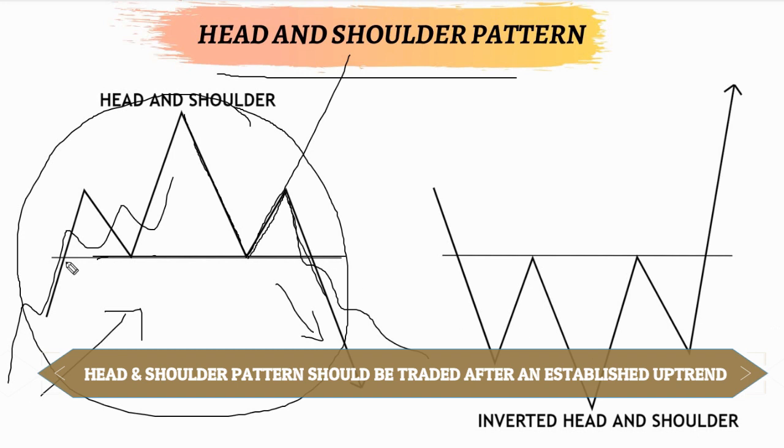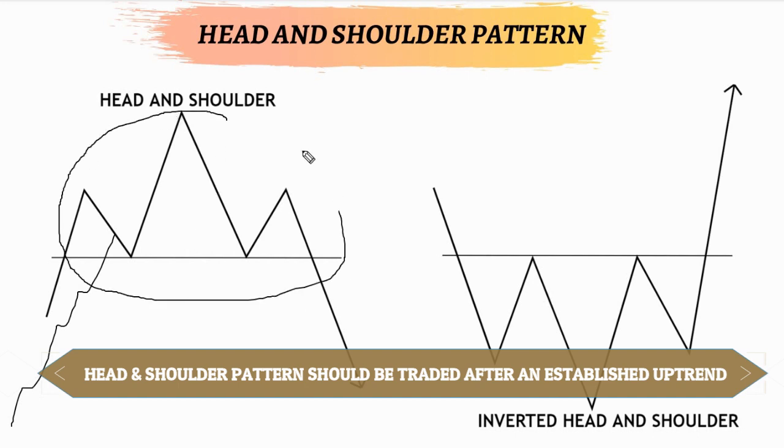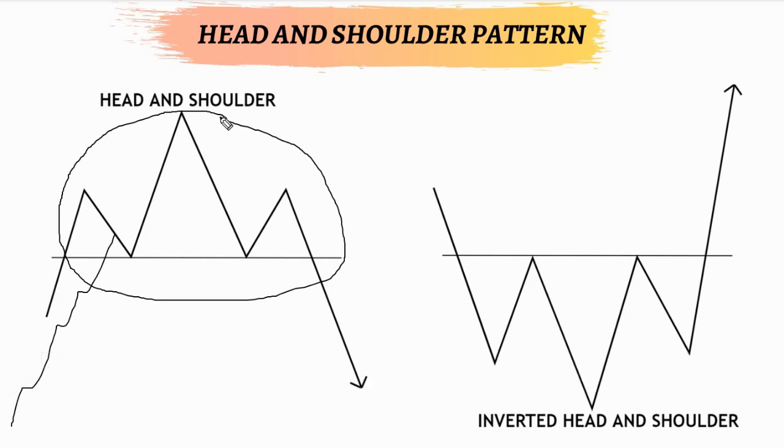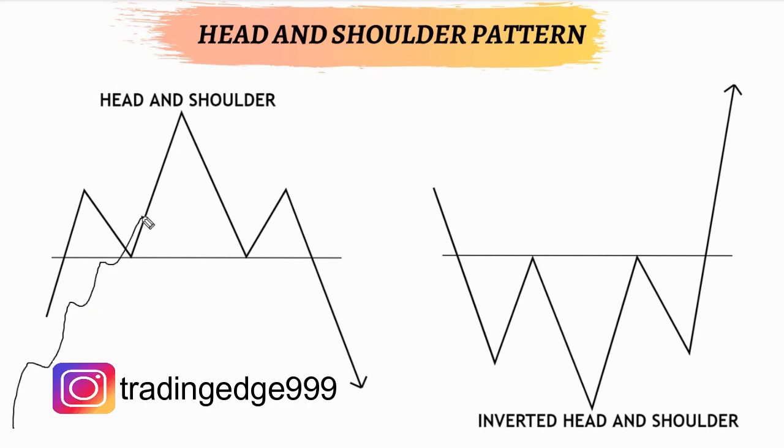Okay, so the head and shoulder pattern is very effective in an uptrend. After a long, established uptrend, if we find a head and shoulder pattern, then we could say that we should now look for potential trend reversal setups and trade in the downtrend. So the head and shoulder pattern is a trend reversal chart pattern. It is very effective if we find it after an established uptrend in the markets.